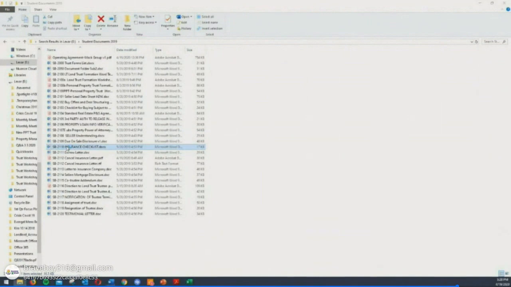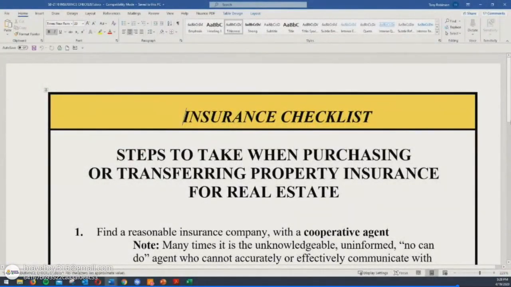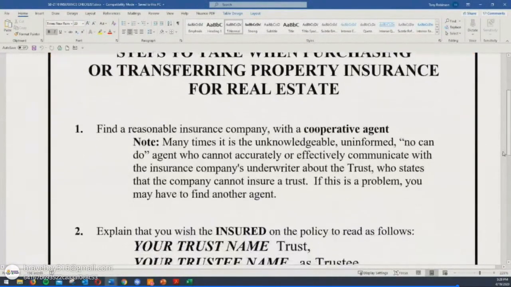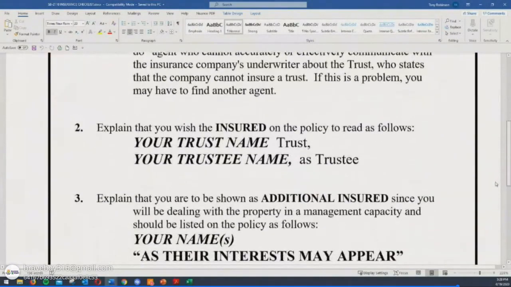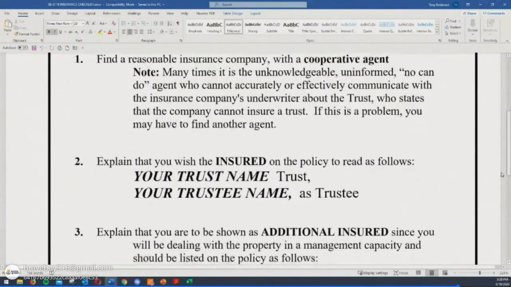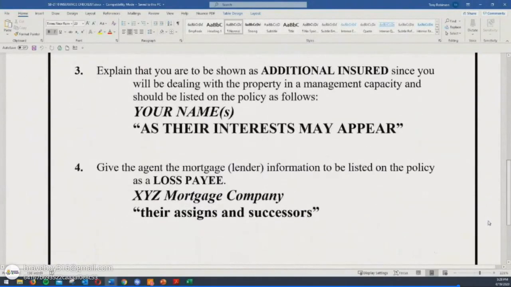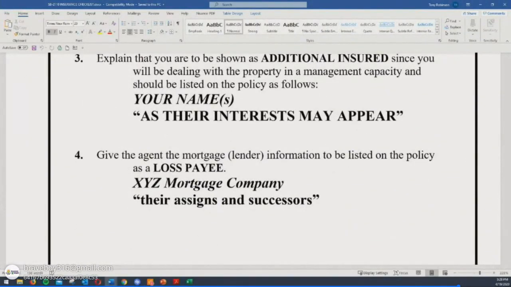Insurance checklist. All right, guys, this is your checklist for insurance. And this is how your insurance policy is going to read. We've already gone through that. Of course, you're going to have the mortgage company on there as the loss payee, with the mortgagee clause that the bank gives you.